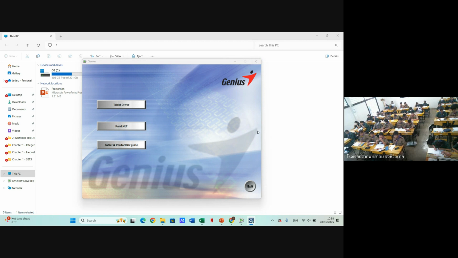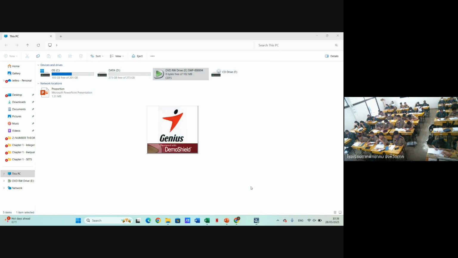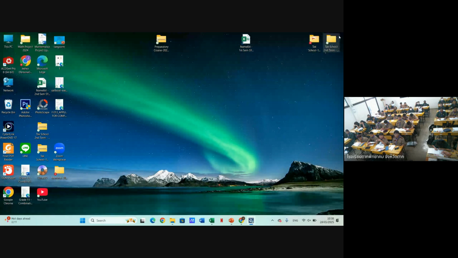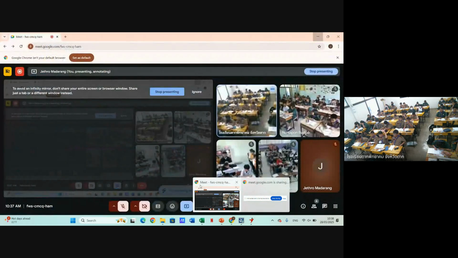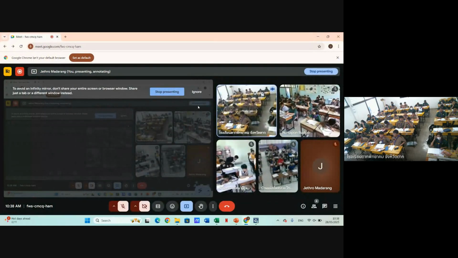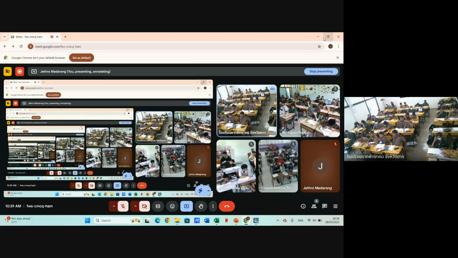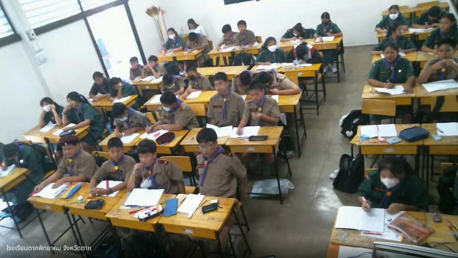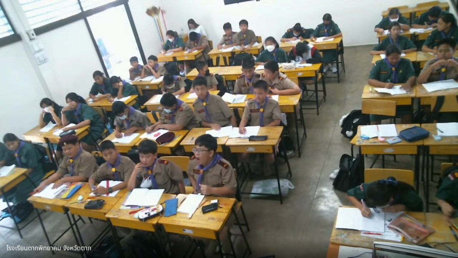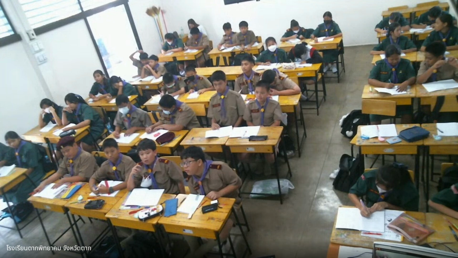negative 12. Okay, what is the increasing order of the given integers? What is the increasing order? Negative 12, negative 4, 0, 5. Next, for the decreasing order, what is the decreasing order?